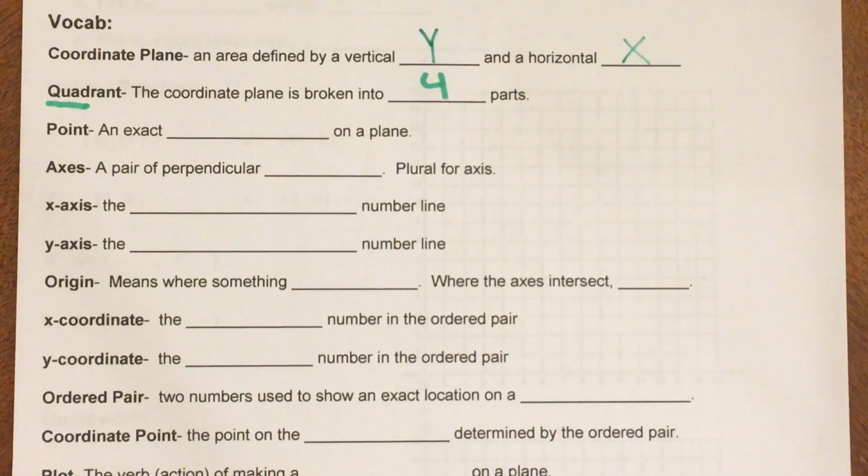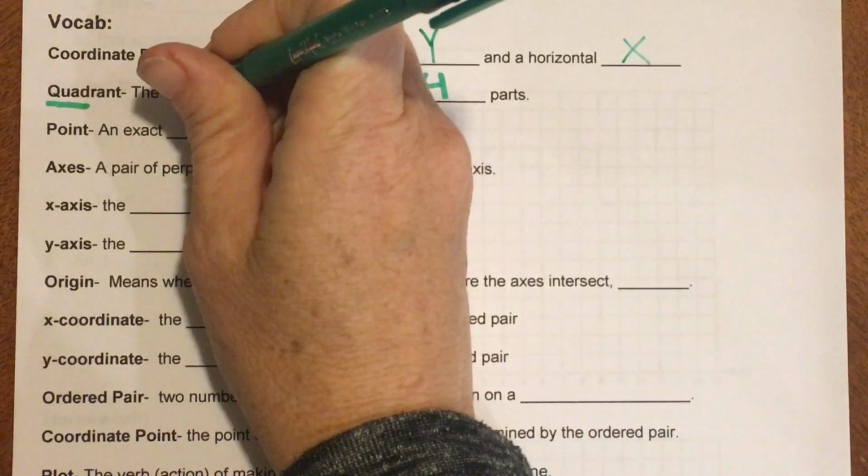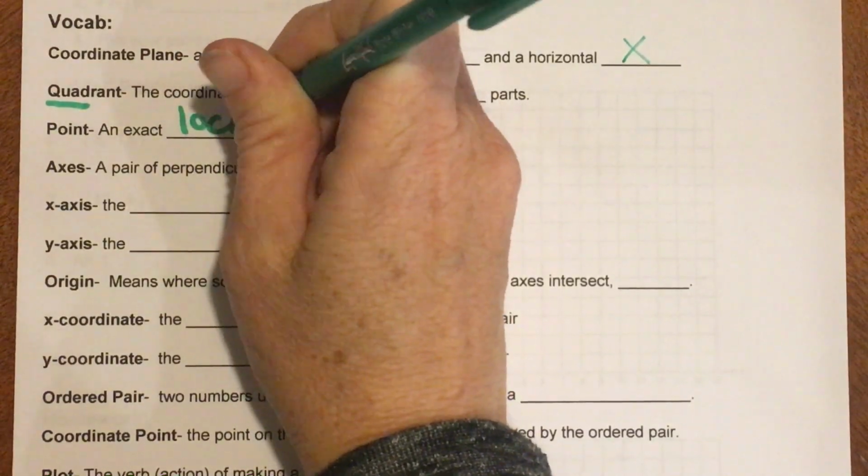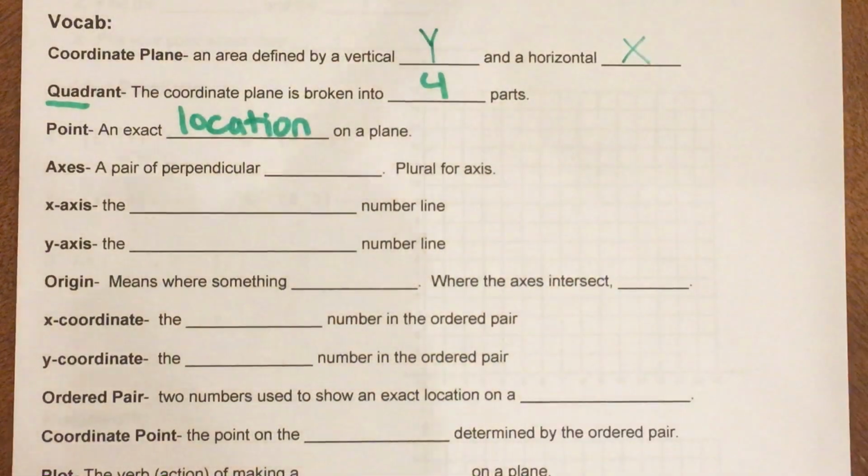Okay, our next word is a point. A point is an exact location on a plane.